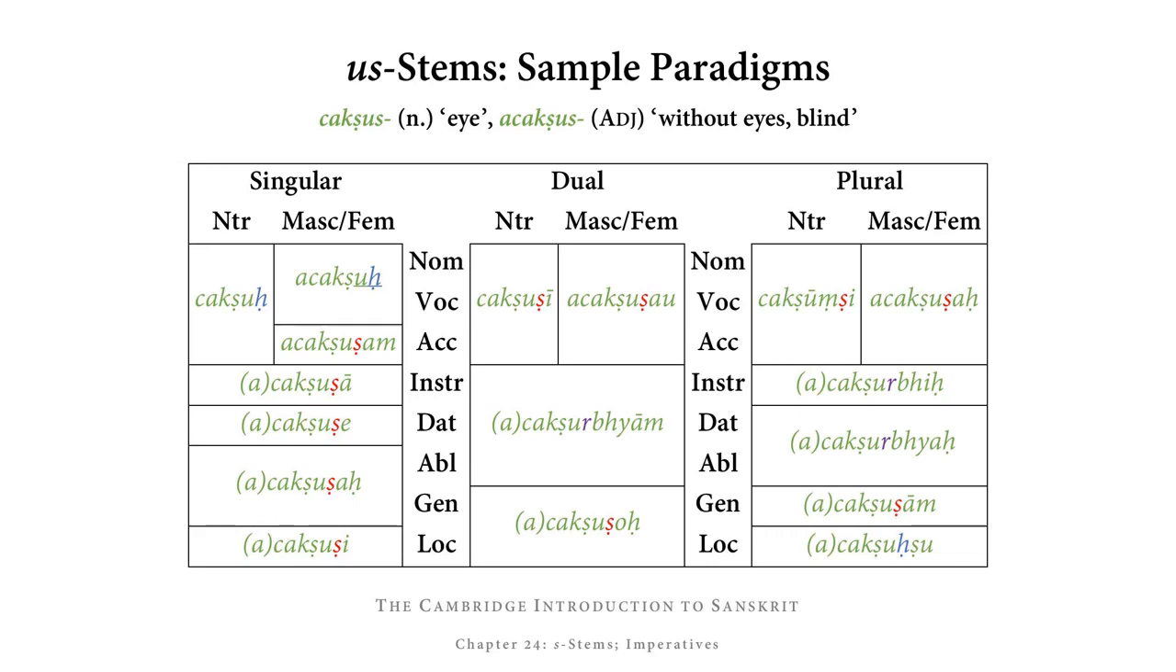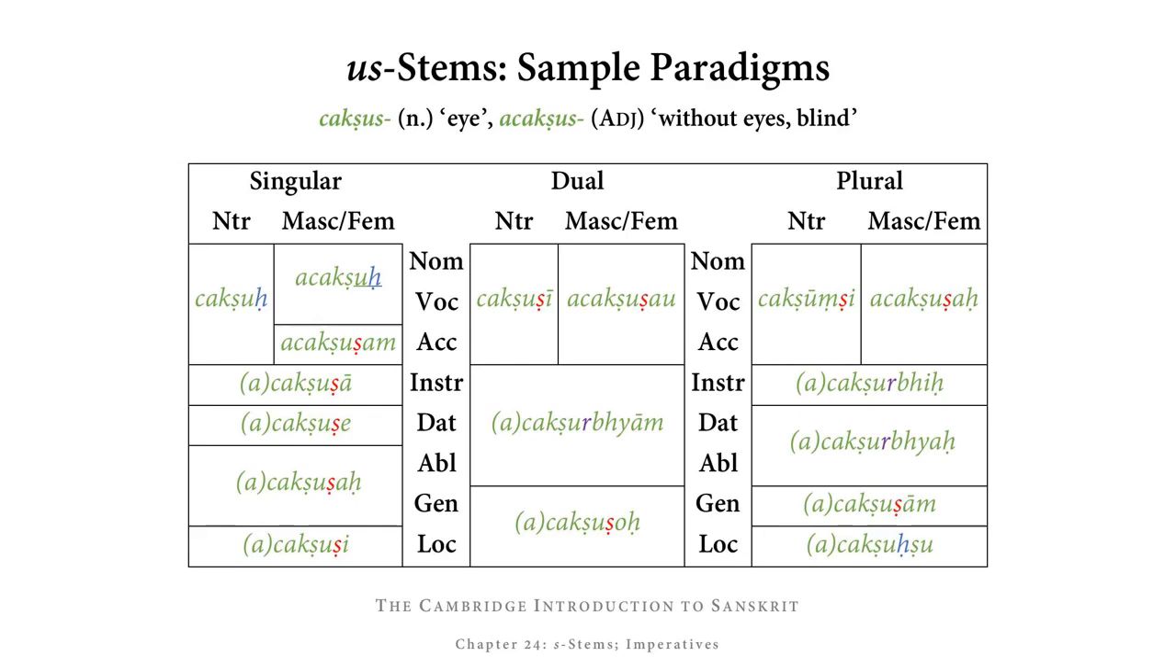Then in the instrumental, dative, ablative, we have an ending that begins with a voiced consonant. Bhyām begins with bh, which is voiced, and in front of this bh, us changes into ur, and therefore we get cakṣurbhyām. In the genitive and locative, we again have an ending that begins with a vowel, namely o in oḥ, and in front of this vowel, us again changes into uṣ, and so we get cakṣuṣoḥ.